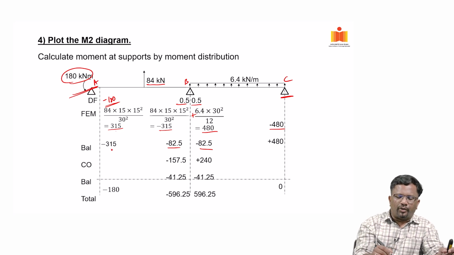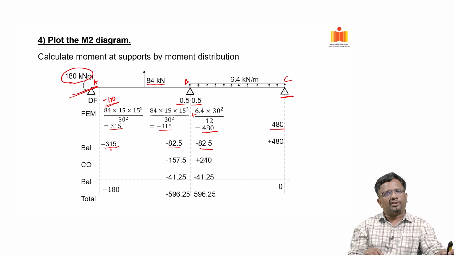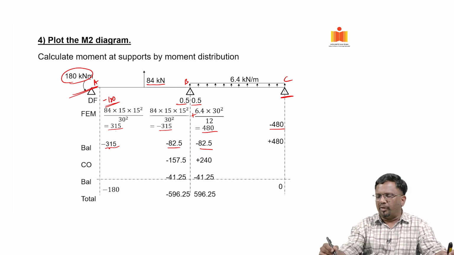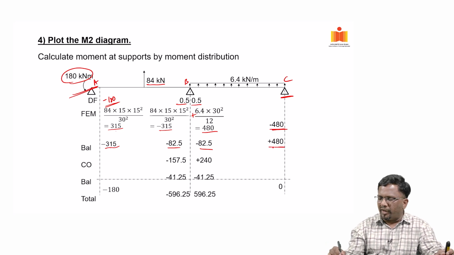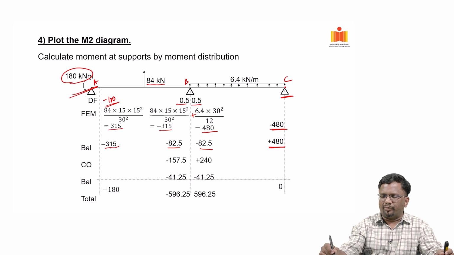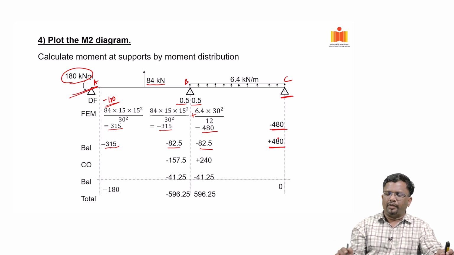Similarly, this is a hinge joint, I have to balance only the fixed end moment, which is plus 315. So, I am balancing it by minus 315. Similarly, at support C, I have a moment of minus 480, and I need to balance this by applying plus 480, because it is a simple support, everything has to be balanced, right. So, you get this step.